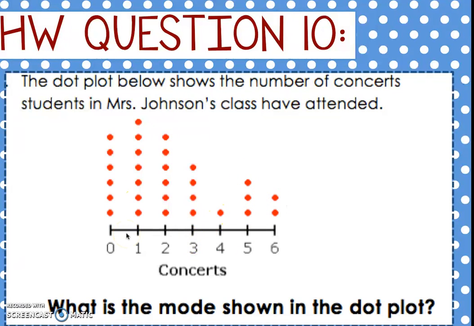So the number that appears the most is the one that has the tallest amount of dots. It's the one that has the most. So that would be 1. Okay. Most students attended 1 concert. Therefore, that is the mode of the data set. Sometimes we get that confused with who attended the most concerts, and that was 6, but that's not the mode. Okay, only 2 people attended 6 concerts. The one that appears the most in the dot plot is the one with the highest bar.